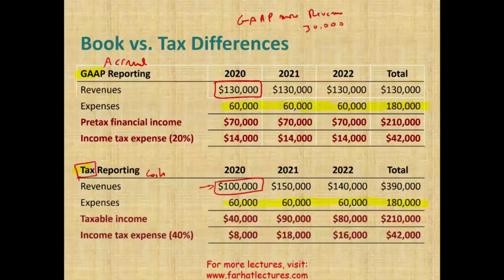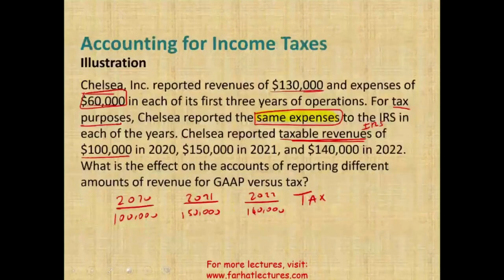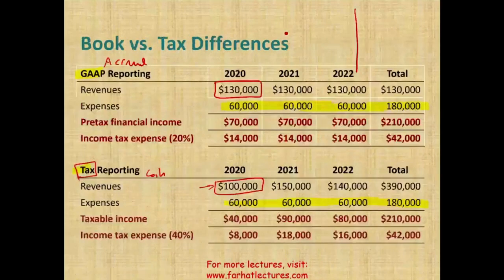Now, to be more specific, let me show you the journal entry. I want you to see this clearly before you proceed. For GAAP, let me show you the journal entry side by side. For GAAP, they reported revenue. So they credit revenue of $130,000. They debited cash for $100,000, and they debited accounts receivable for $30,000. So this is what happened. So they end up with revenue of $130,000.